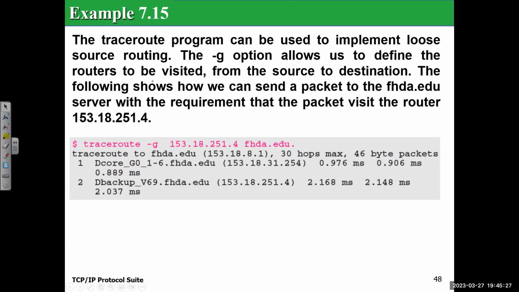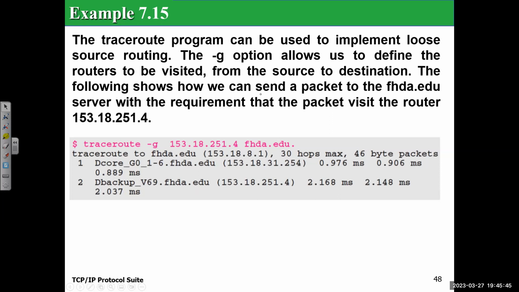Okay, what's the next one? Traceroute with minus g. What does this one do? That's just going to show you the loose source route. So what will this do? Remember traceroute minus g IP address. So I'm trying to force. You read there.